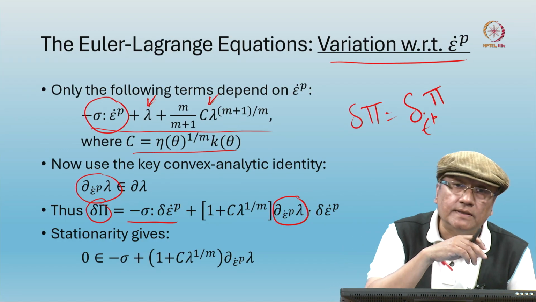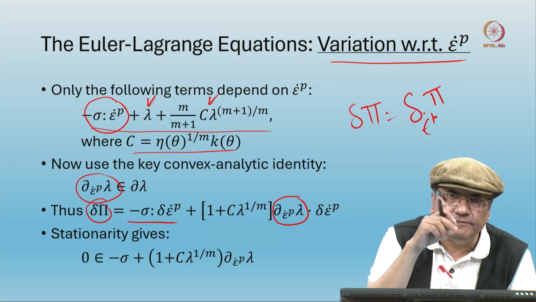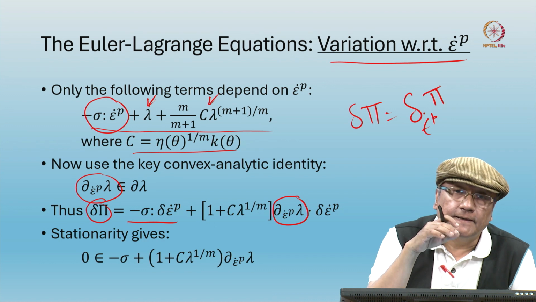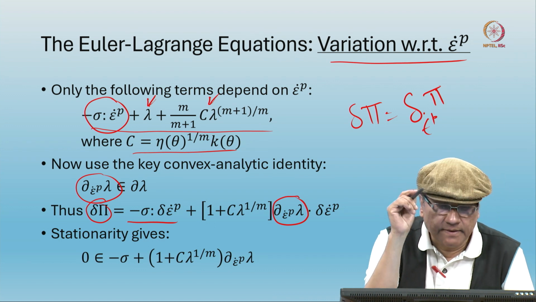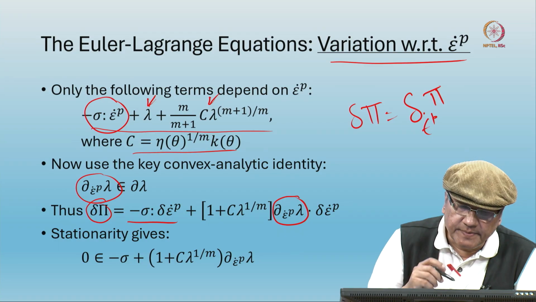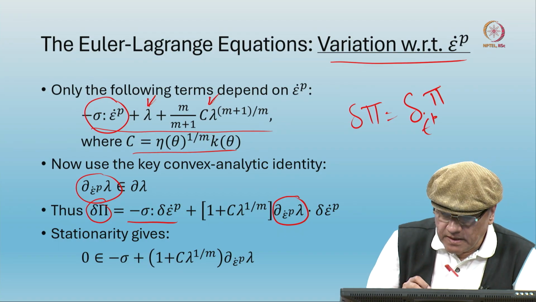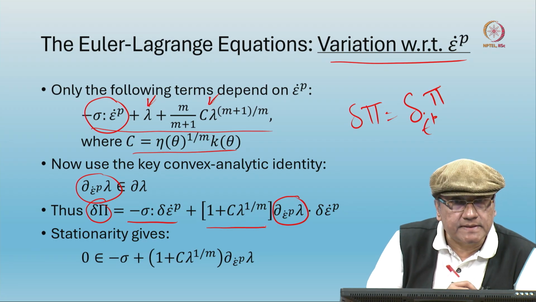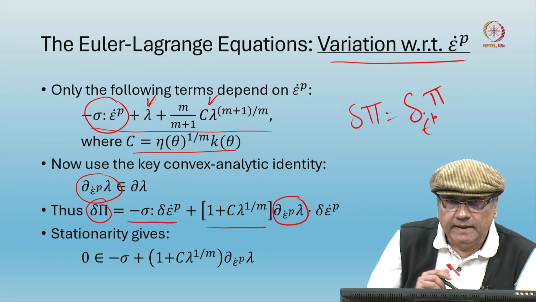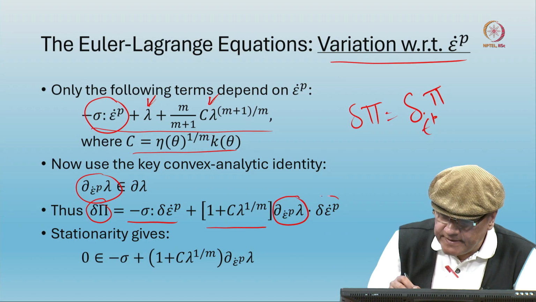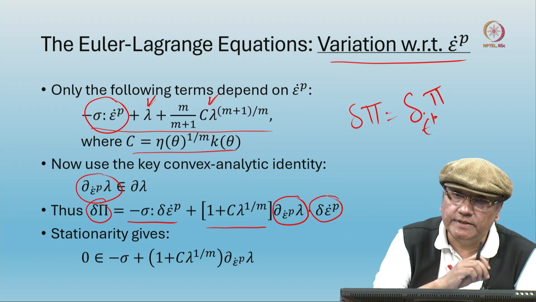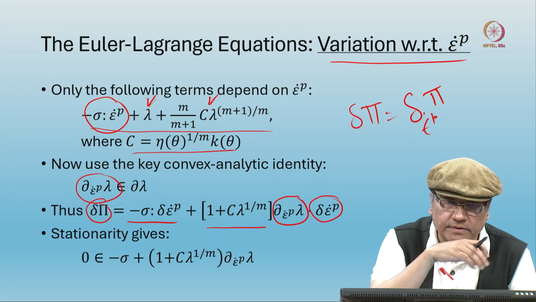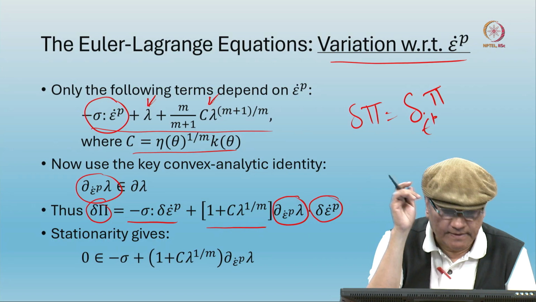Because lambda is a function of epsilon p dot, please remember that. Go back to the last lecture and look up the definition of lambda as the dual norm, which depends on epsilon p dot and alpha dot also. So you take this as the factor, and then there is a final multiplication with an appropriate inner product with delta epsilon p dot. This is my total variation.